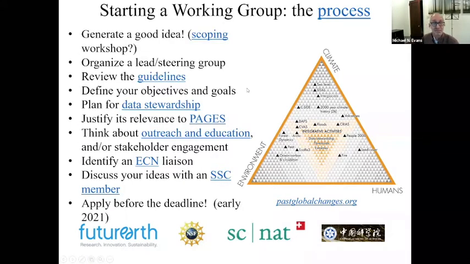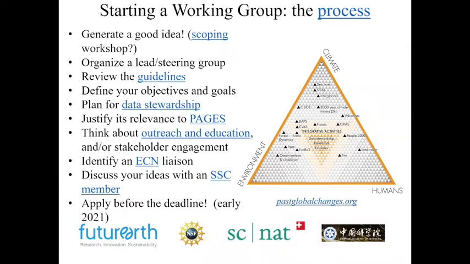Okay, so how do you go about starting a working group? This is where you might start, and maybe you're interested in starting a working group because you've been to a PAGES meeting, and you said, I'd like to get involved.